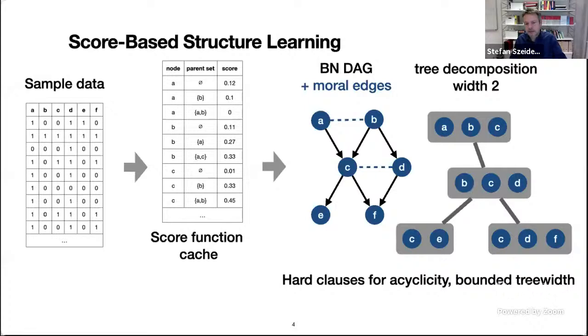In other words, in MAX-SAT, we will have hard clauses for acyclicity, it should be a DAG, and bounded tree width, using a certain encoding for these two things. And it's actually partial MAX-SAT, as Maria Luisa already introduced, because we also have soft clauses. These soft clauses represent the scores of the different parent sets, and by optimizing the sum of the weights of these clauses, we can optimize the overall score.